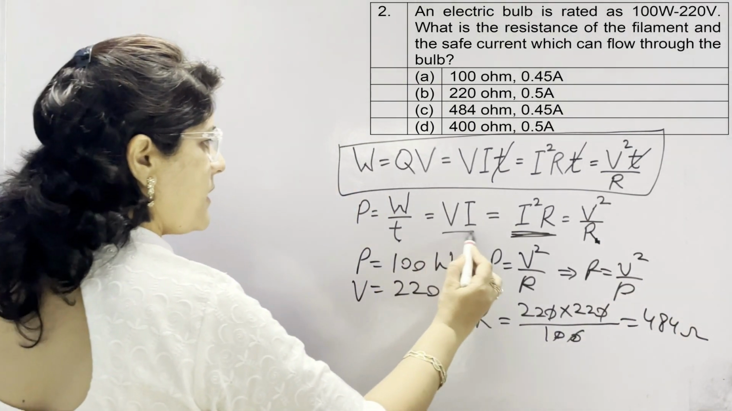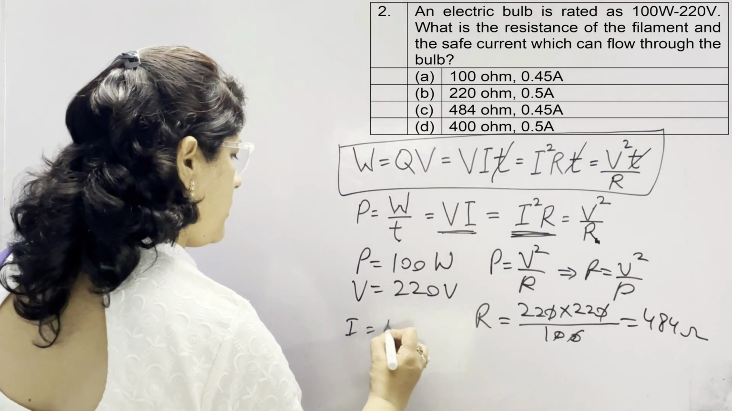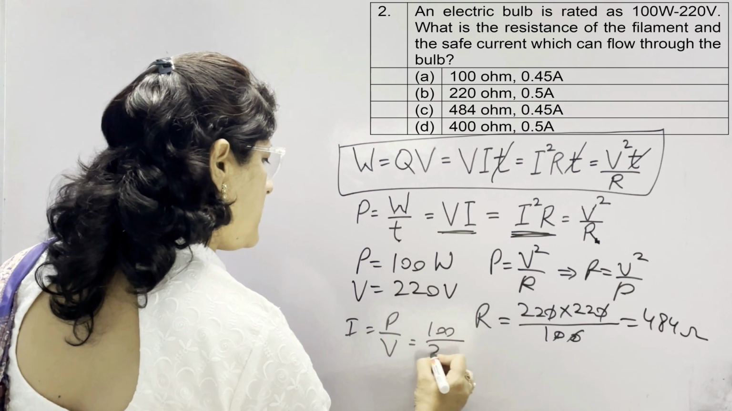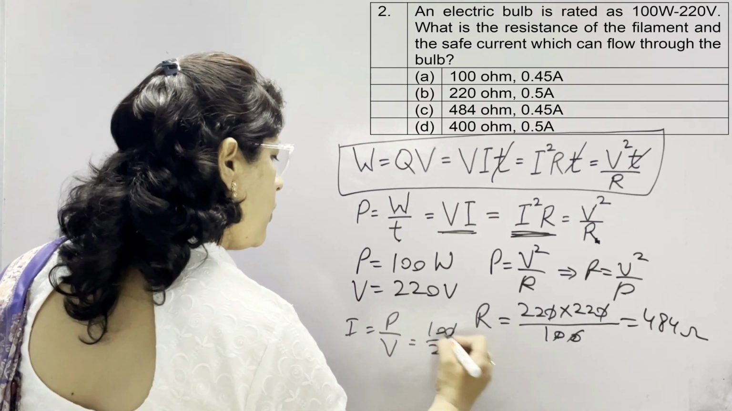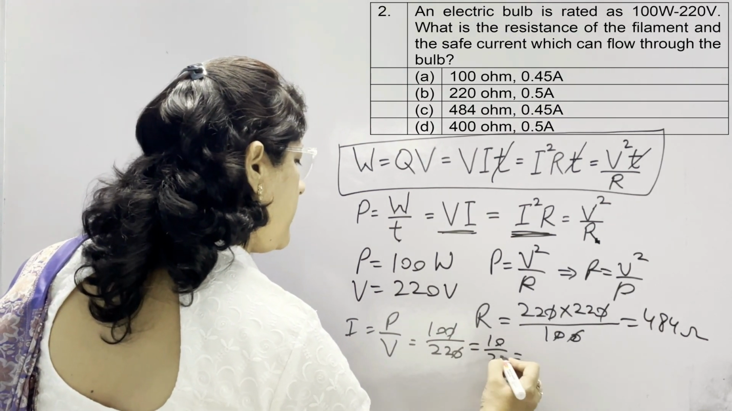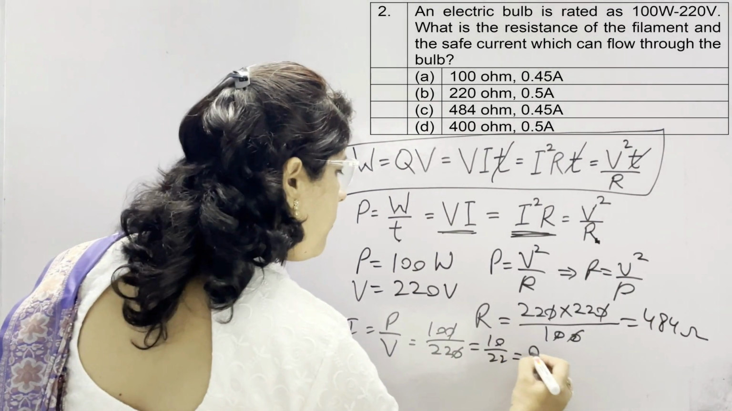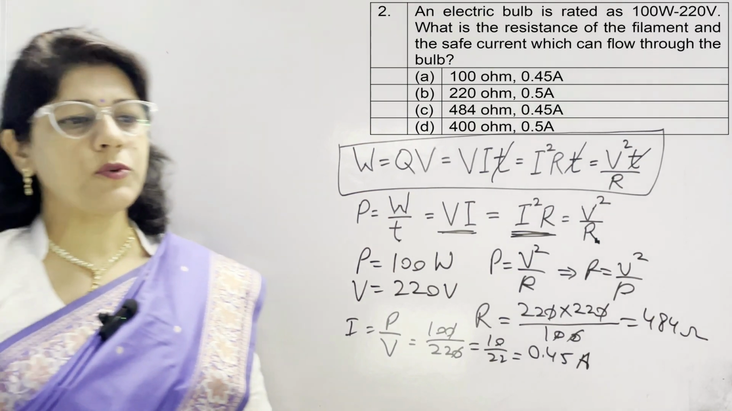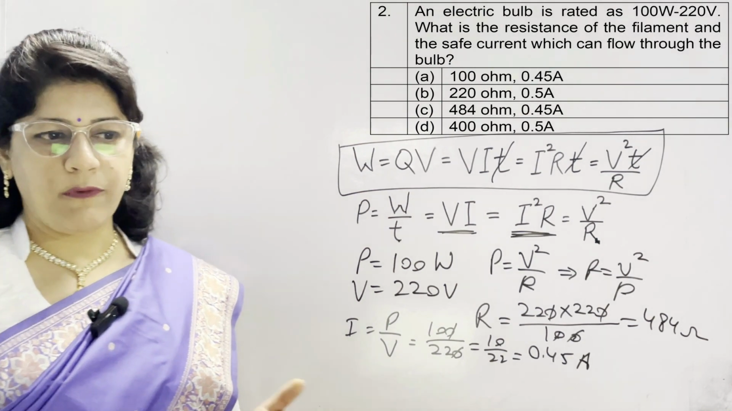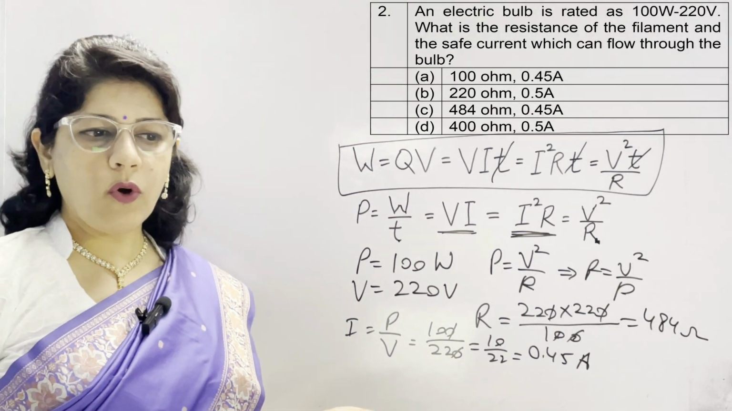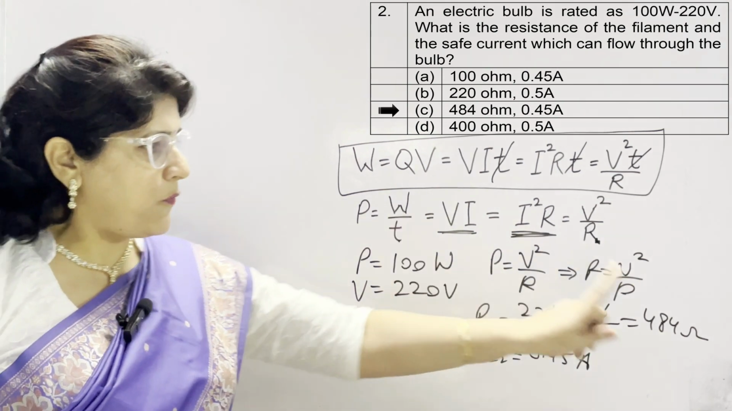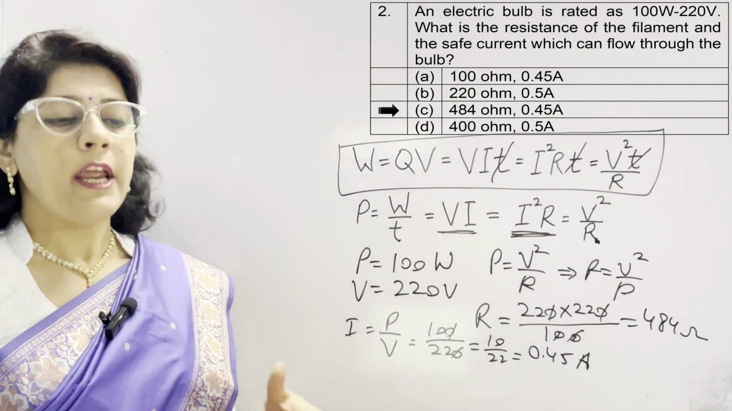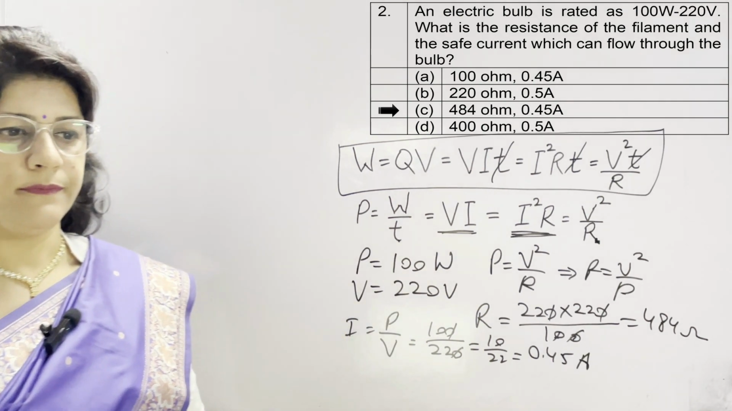Now for I, P is equal to V into I, so I is equal to P upon V. P is given as 100 and V is given as 220. So 10 upon 22, it means 0.45 ampere is the current here. In the given options, A is 100 ohm, 0.45 ampere, B is 220 ohm, 0.5 ampere, C is 484 ohm and 0.45 ampere, which is our correct option, and D is again an incorrect option.